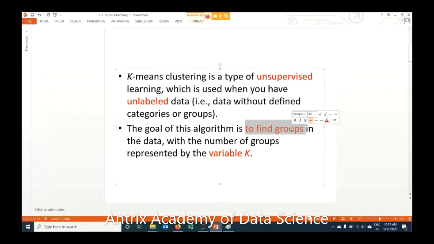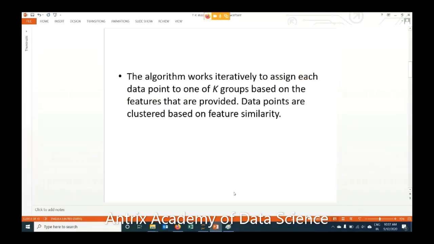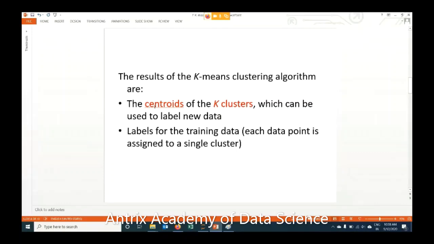So the goal of this algorithm is to find groups based on their clustering, and the number of groups is represented by K. That's why we call it K-means. We'll see the mathematics behind this. It results in the form of centroids of K clusters. A centroid is nothing but a position in a graph which represents the center point of your data values. When we say center point, it might not be a center point physically, but it has a mean value representing your data points. That's why we call it K-means. Let's see how we calculate this.